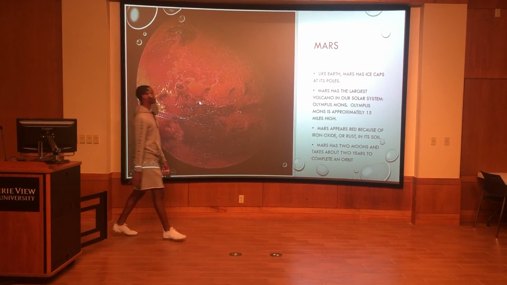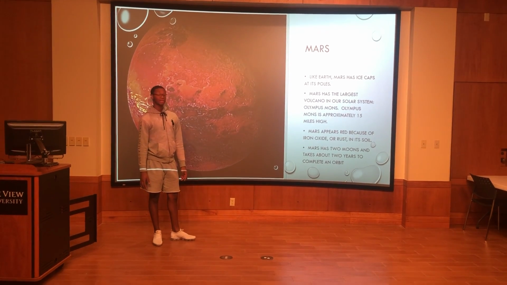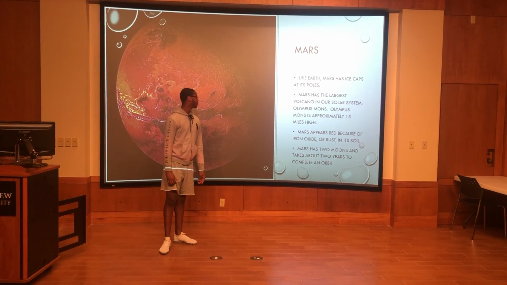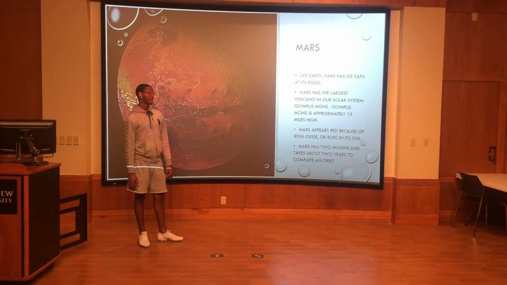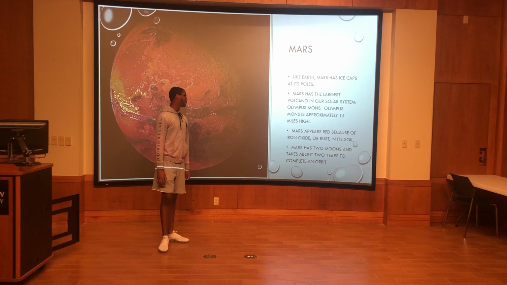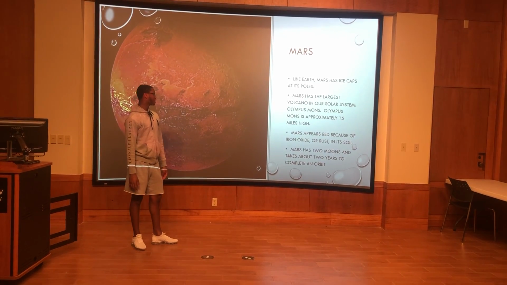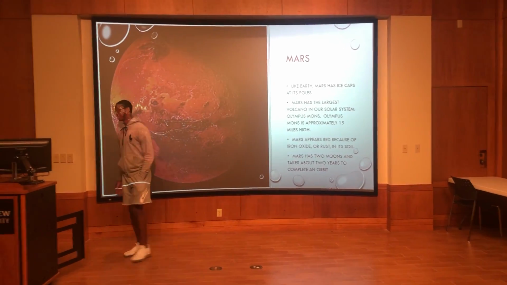Here we have our last inner planet. It's called Mars. Like Earth, Mars has ice caps at the poles. Mars has the largest volcano in our solar system. Olympus Mons is approximately 15 miles high. Mars appears red because of the iron oxide, or rust, in its soil. Mars has 2 moons, and it takes about 2 years to complete one orbit.